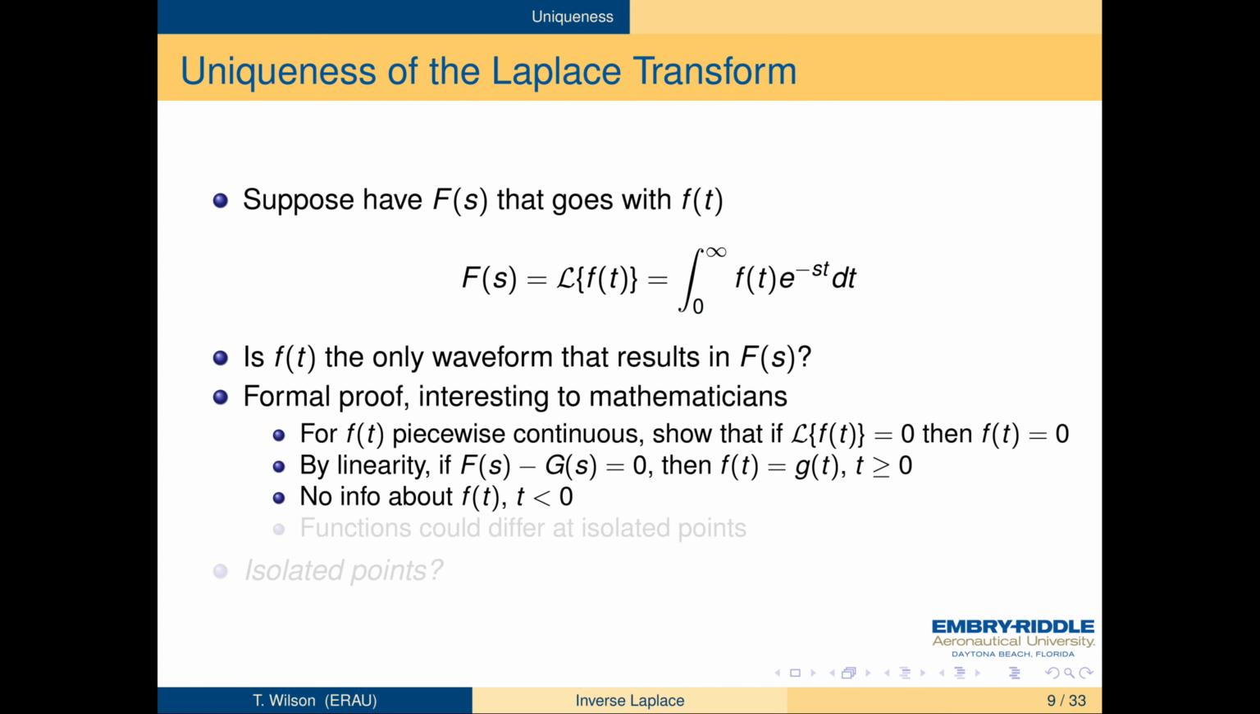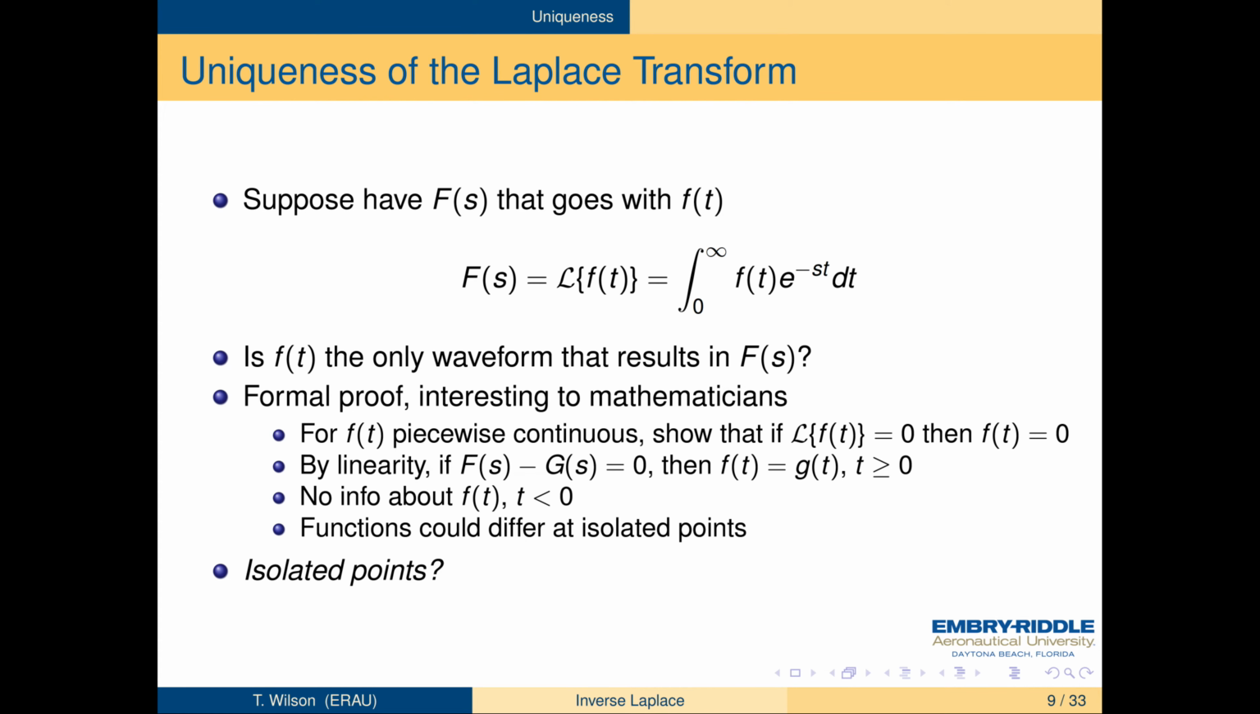If we know the f of t for t greater than or equal to 0 that yielded a particular Laplace transform, given the Laplace transform, we know the waveform for t greater than or equal to 0. Remember, that doesn't tell us anything about the waveform for t less than 0, since there's no information about f of t for t less than 0 in our Laplace transform. It also doesn't preclude two waveforms differing at what are called isolated points.